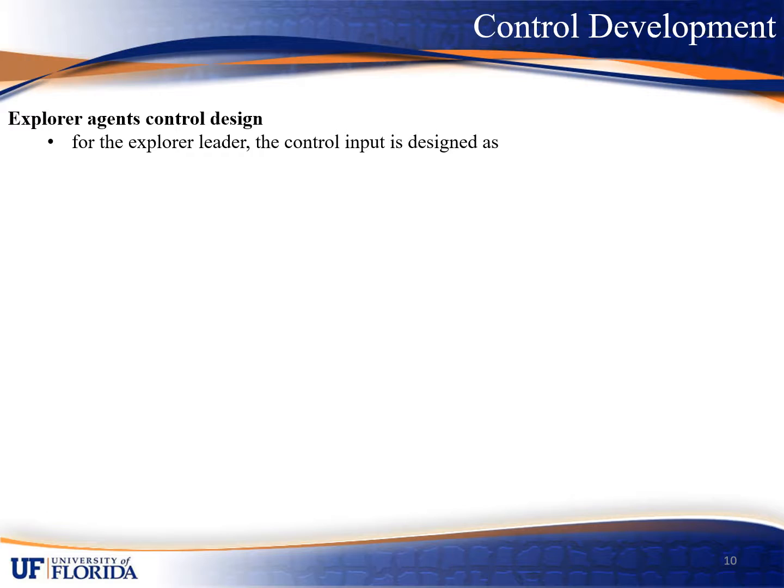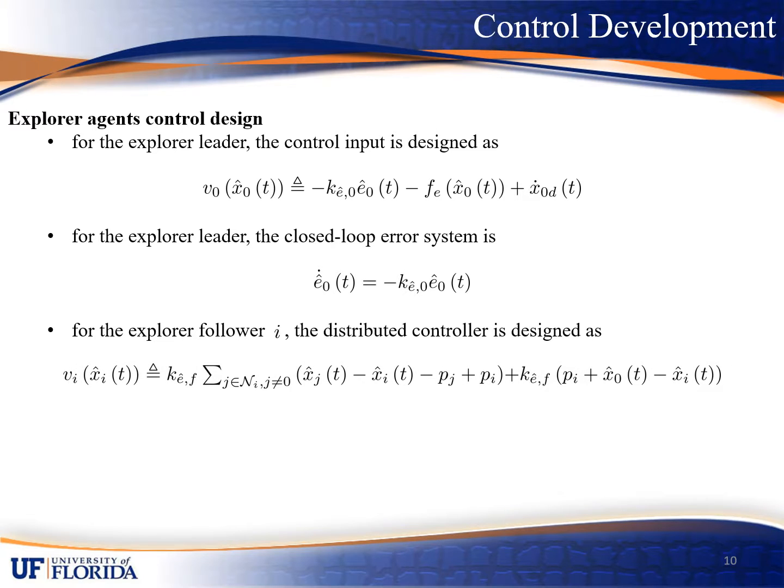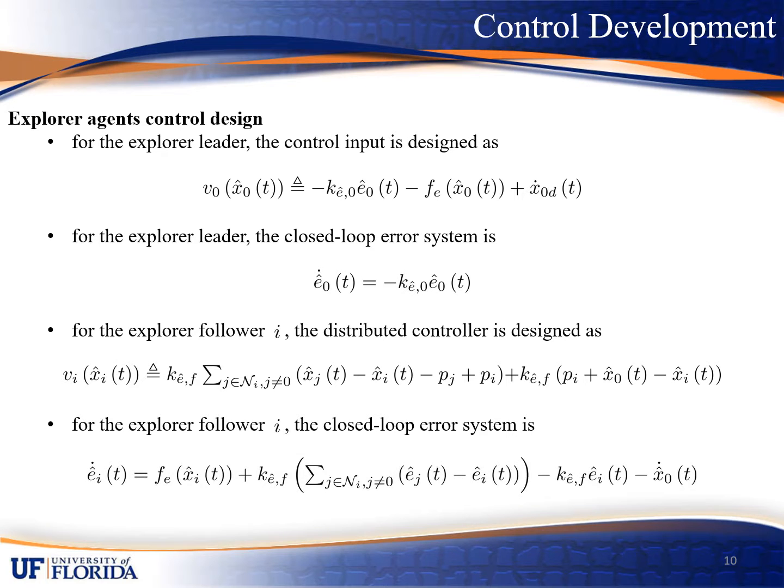Similarly for the explorer agents, we design our control inputs using the state estimates instead of true states, because even though the relay agent is communicating with the explorer leader, it won't have access to the true state information. Therefore, the closed loop error system can be obtained as this. To compensate for the formation control and leader tracking objective, we design our distributed controller for the explorer follower i as this, where Xi hat and Xj hat are the estimated states, and Pi and Pj denote the desired relative position vector of follower i and its neighbor j with respect to the explorer leader. Then the closed loop error system can be obtained as this.